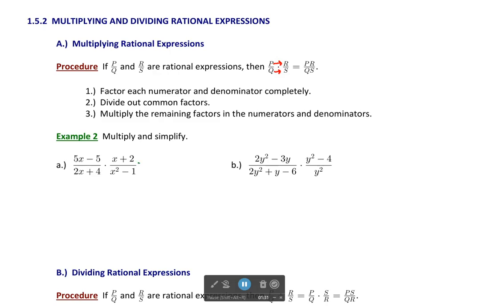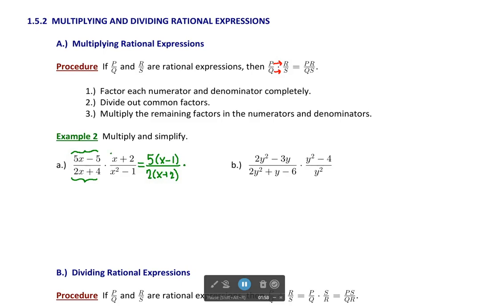So the first thing I want to do is factor my first numerator. I notice there's a greatest common factor there of 5. So I'm going to take out 5 as the GCF, divide the remaining terms by 5, and that leaves behind the binomial factor x minus 1. For my first denominator here, we have a greatest common factor of 2. When we take that out, it leaves behind the binomial x plus 2.